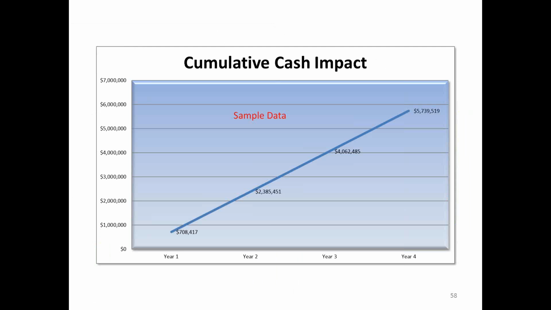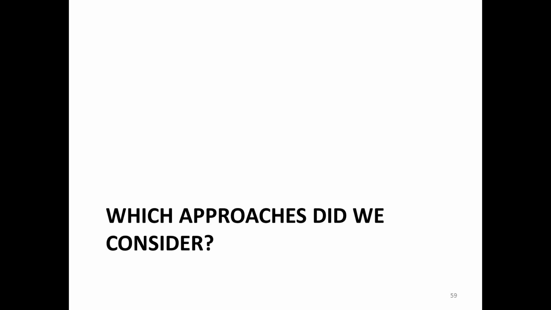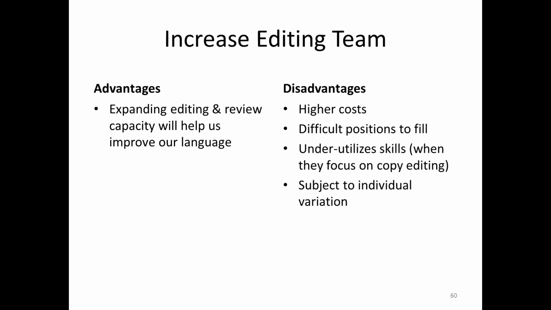I will show this to you in a moment. So now, again, talking to the executive team, which approaches did we consider? Well, we could increase the size of our editing team to produce better quality content. That would help us improve our language. That would help us enforce our style guide and improve consistency, but it would slow us down. It would introduce higher costs.